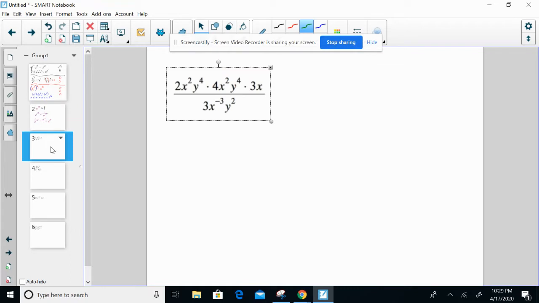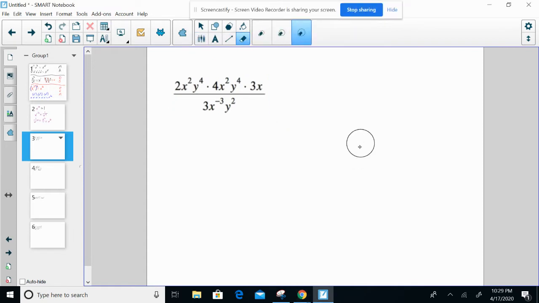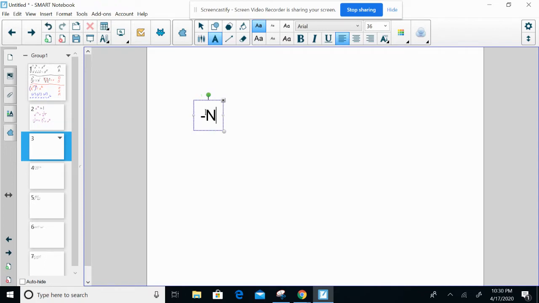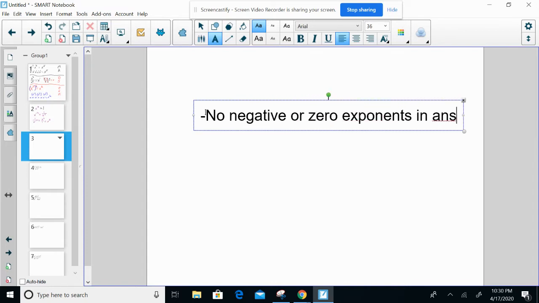When it comes to these types of problems, there's no real order to it. There's a general order, and I'll do my best to lead you through that. But ultimately, there are a couple things I can guarantee. Number 1: there are no negative or 0 exponents in your answer. Those should be taken care of. They're either made positive, or with the 0 exponents, they just disappear.